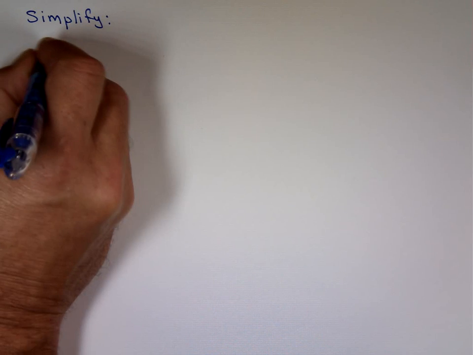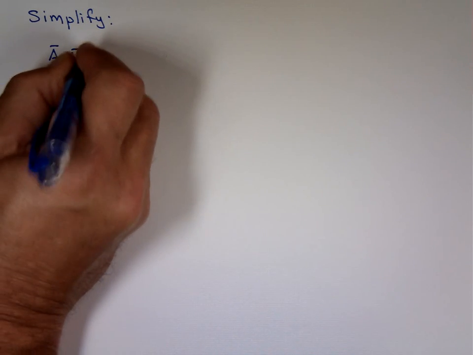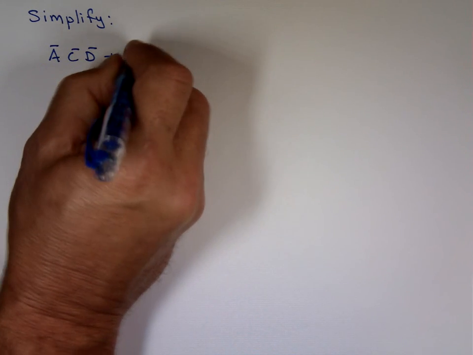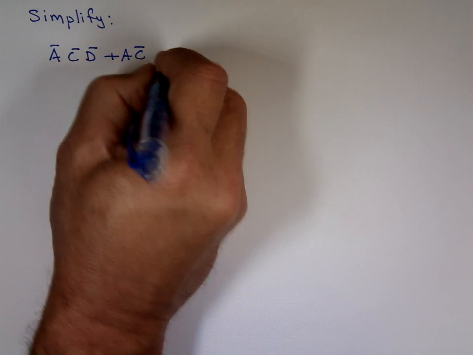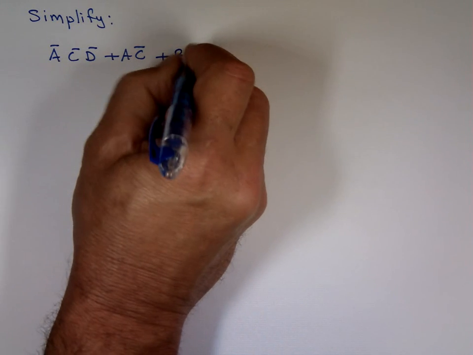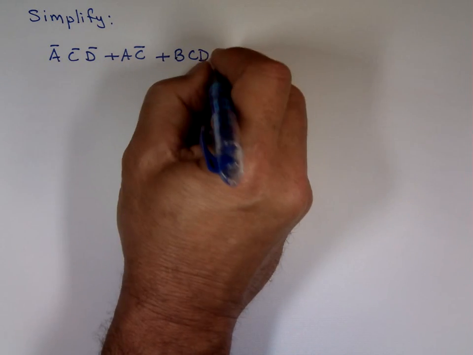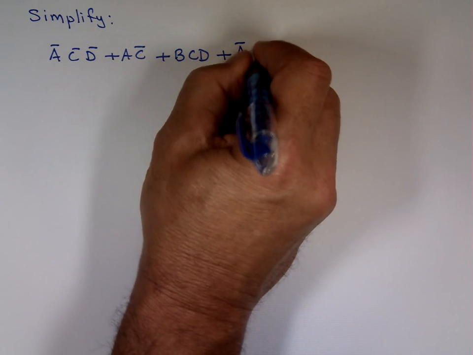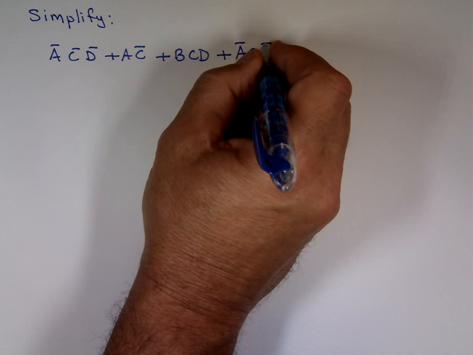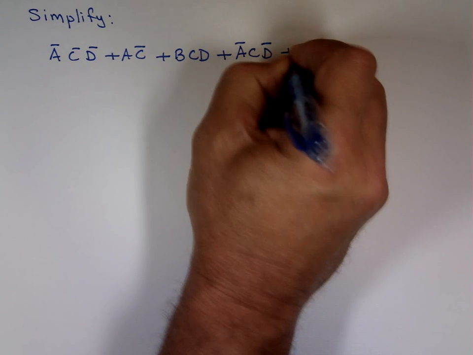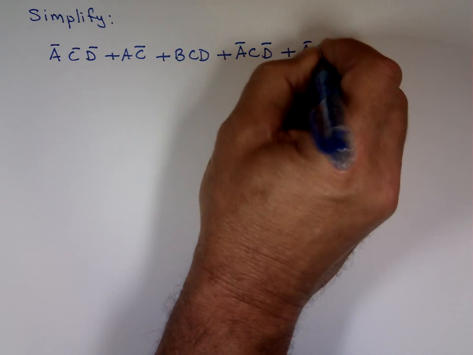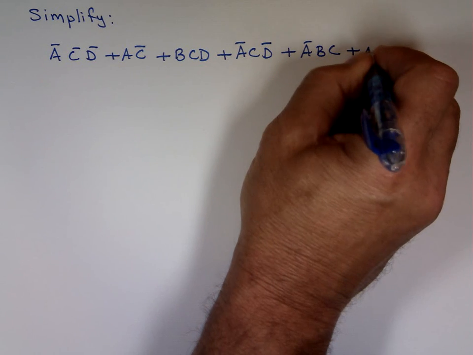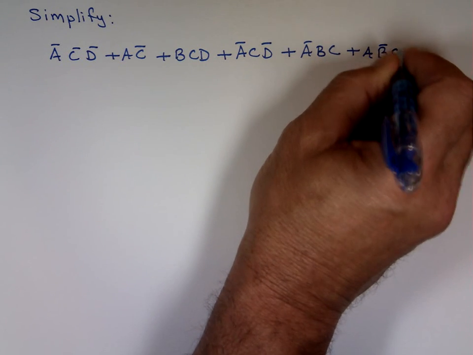I have A bar, C bar, D bar, plus A, C bar, plus B, C, D, plus A bar, C, D bar, plus A bar, B, C, plus A, B bar, C bar.